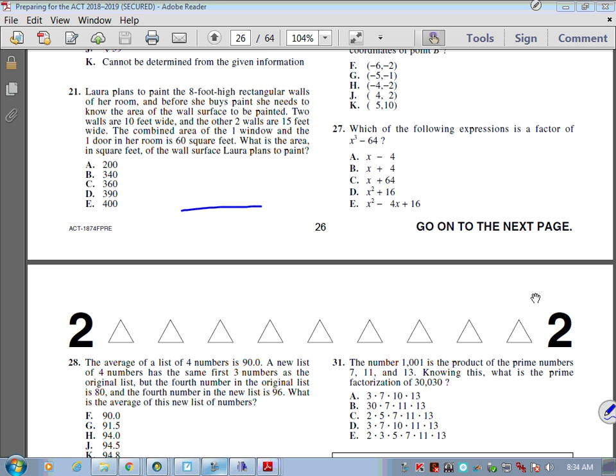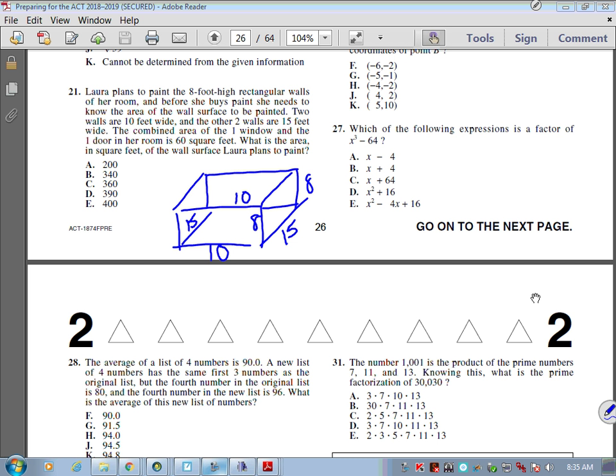What I did is I made a rough illustration of the room. We know that her walls are 8 foot high, rectangular walls. Two of her walls are 10 feet wide, and the other 2 walls are 15 feet. So I know that's 15, I know this is 10, and I know that's 8 around. What you're actually looking for is, this is a rectangular prism, and we're finding the lateral area. Lateral area can be found by taking the perimeter of the room times the height.